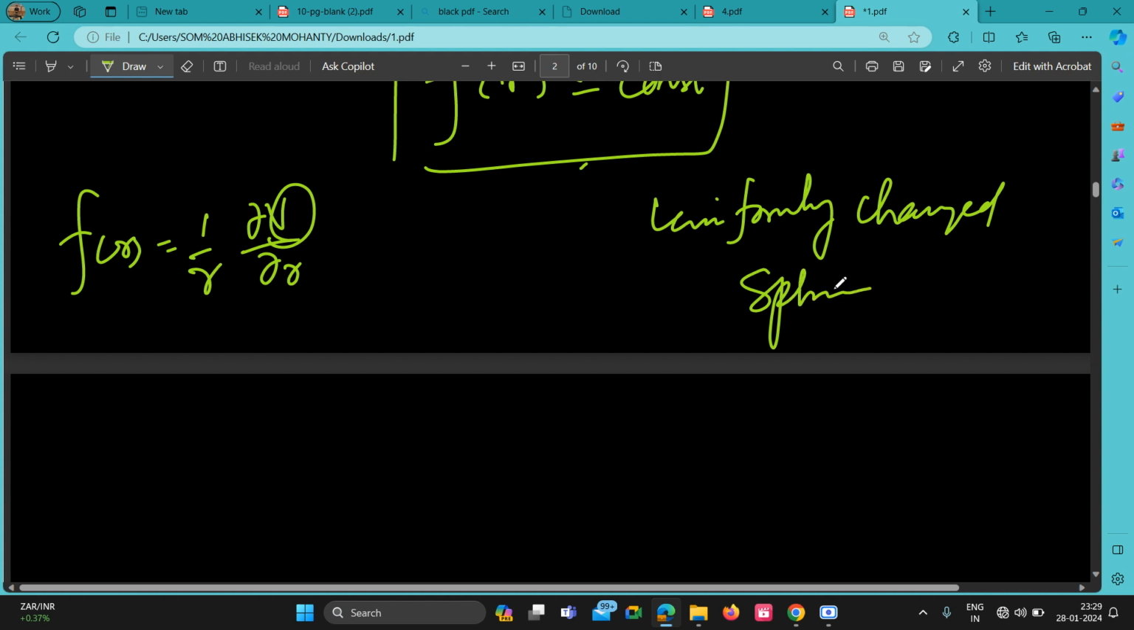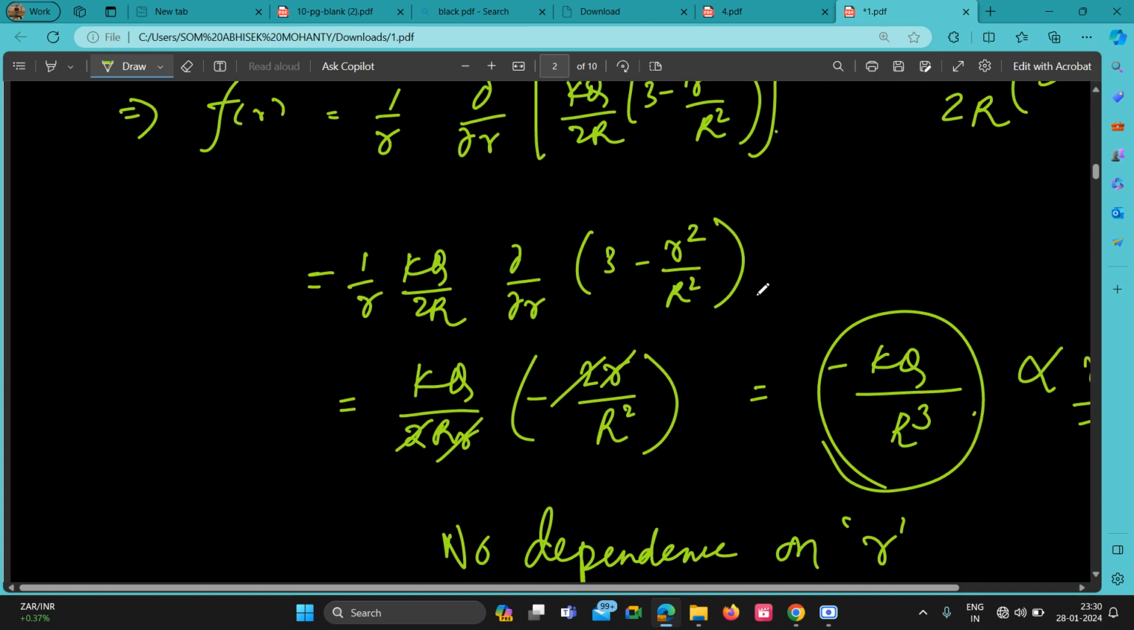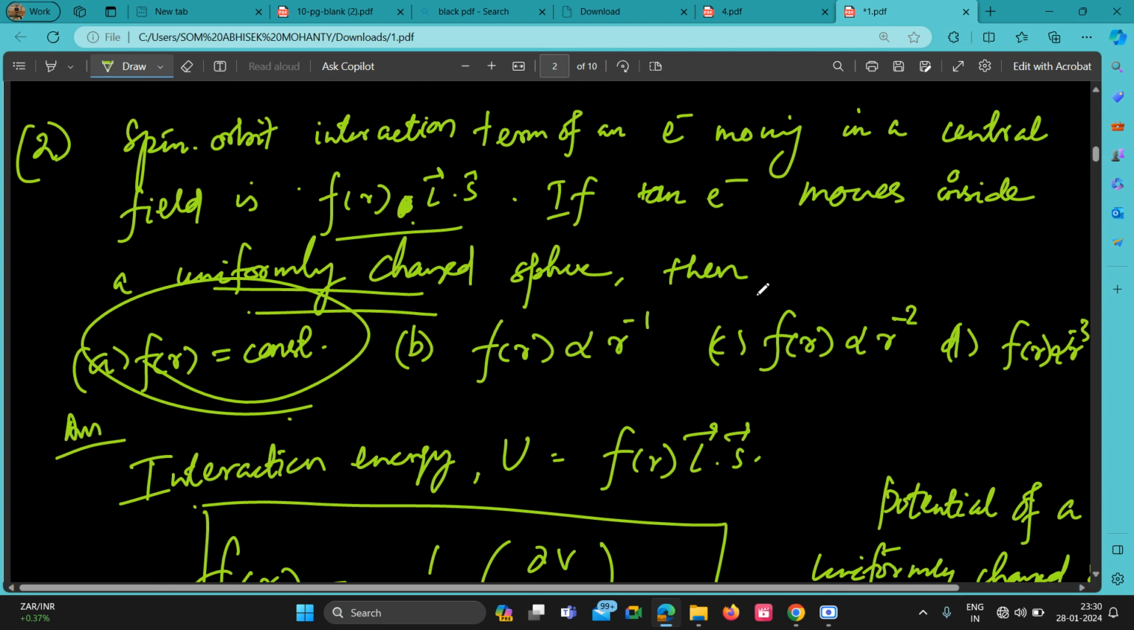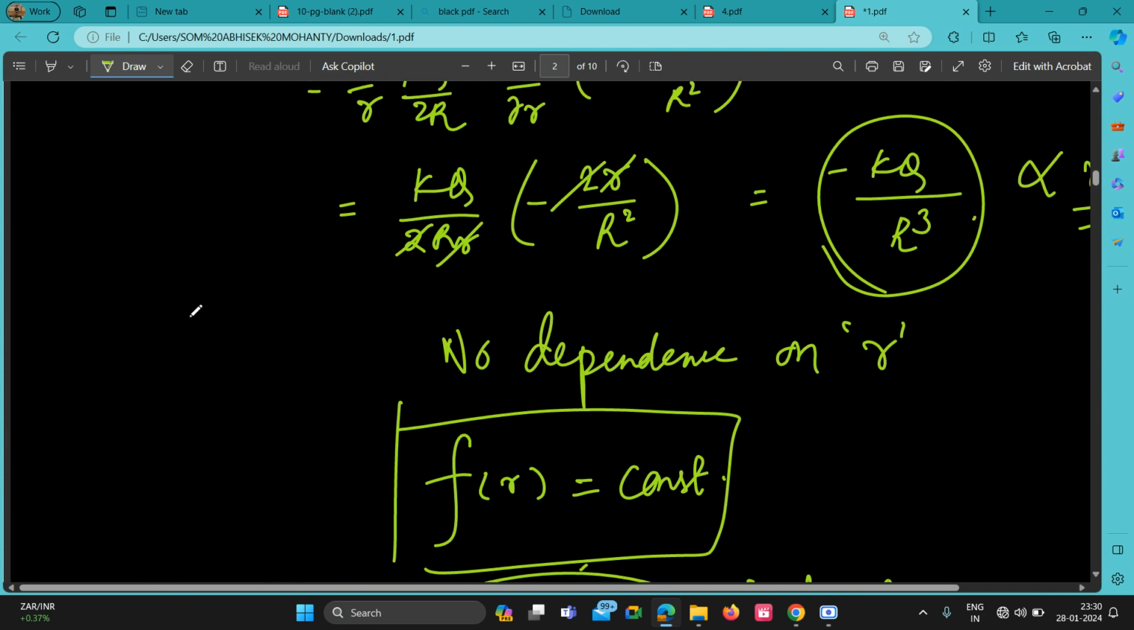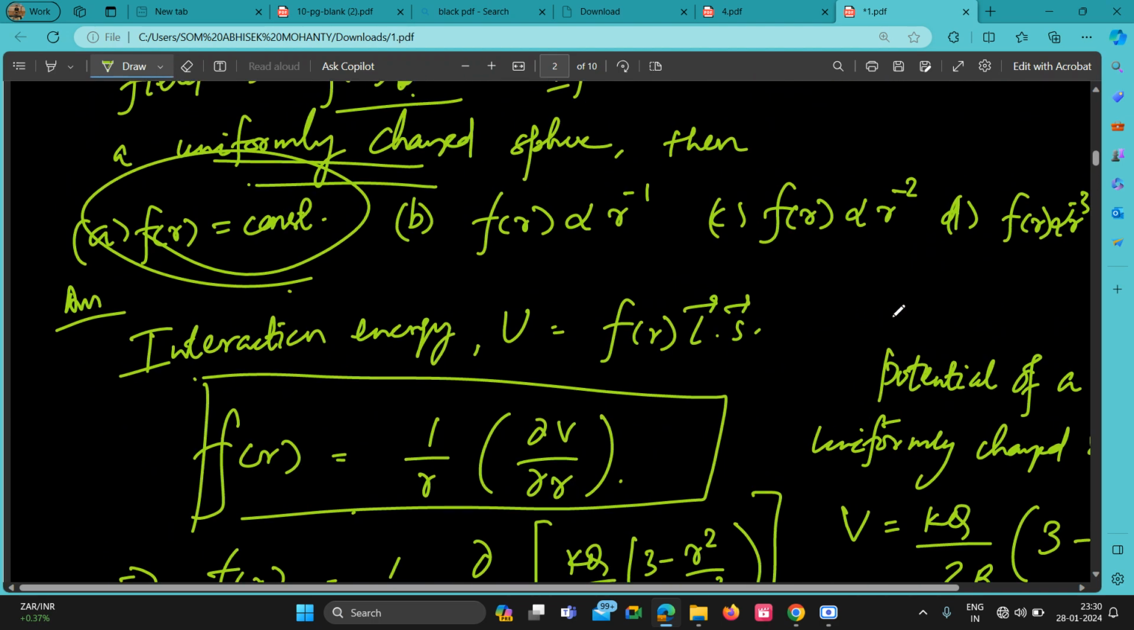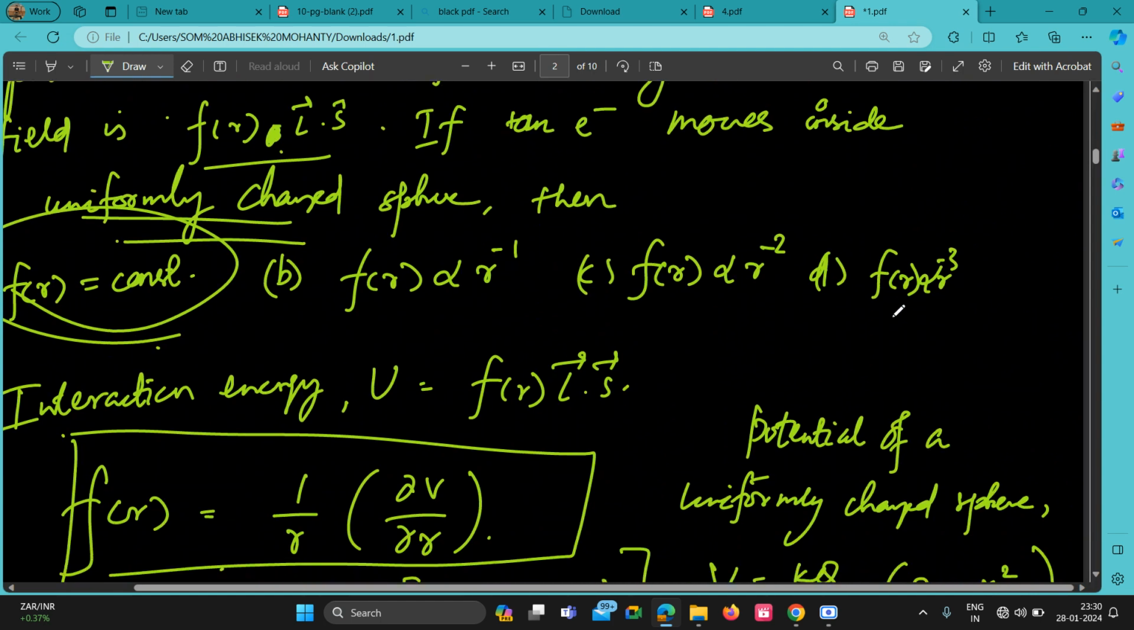So what is the potential inside a uniformly charged sphere? Potential for a uniformly charged sphere is KQ by 2R into 3 minus r square by R square. So these things you need to remember to solve this question. Here we are using electrostatics and atomic molecular together, so this can also be said as an electrostatics question. But you should be prepared to solve this kind of intermix questions. This one is also from GATE 2019, 2 mark question.